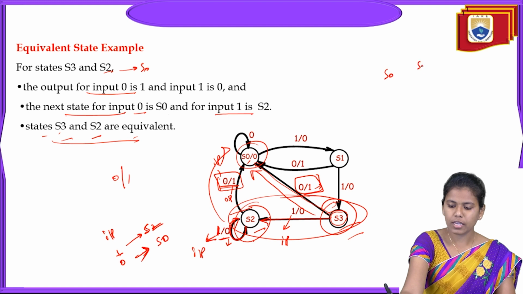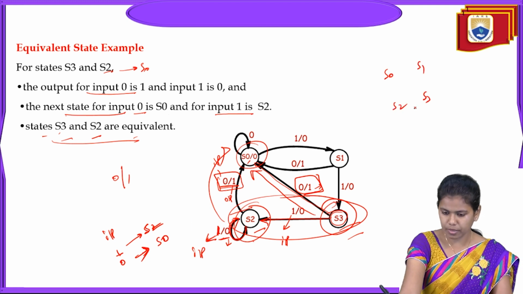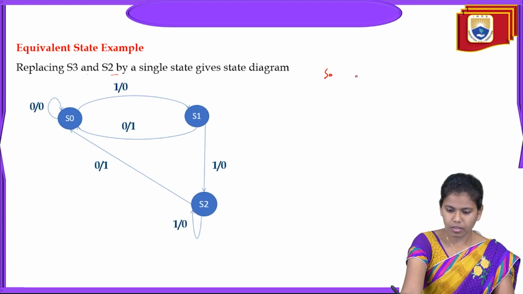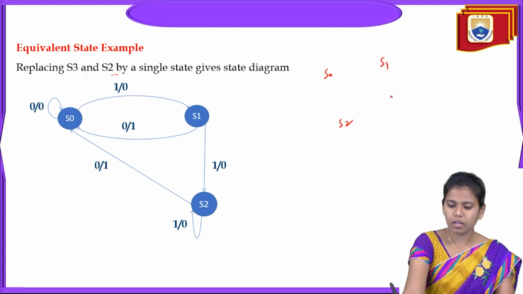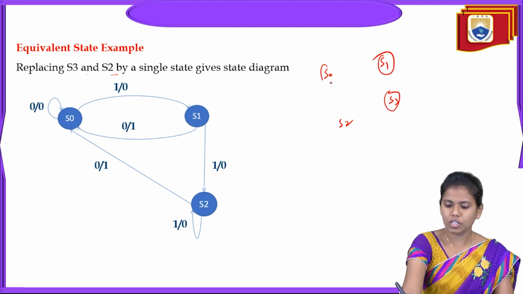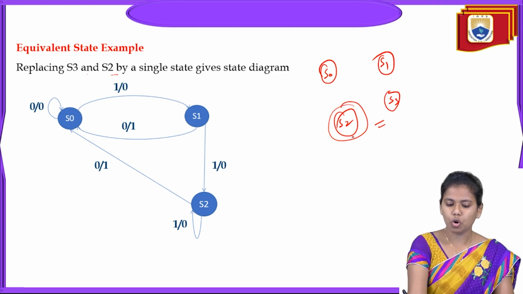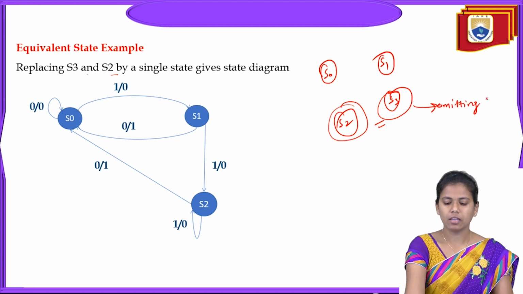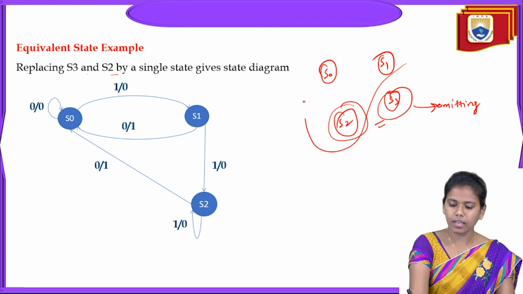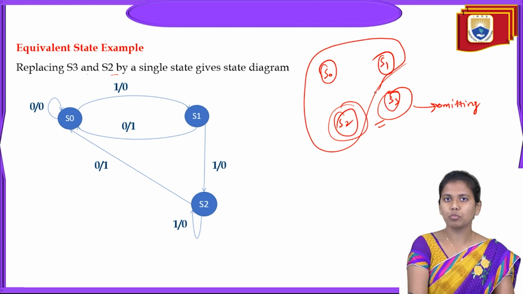S0, S1, S2, S3. This is what we had previously. But now, as we have observed that these two states, S2 and S3, are equivalent, what I am doing is just omitting S3. So, with these three states, now I can move forward.